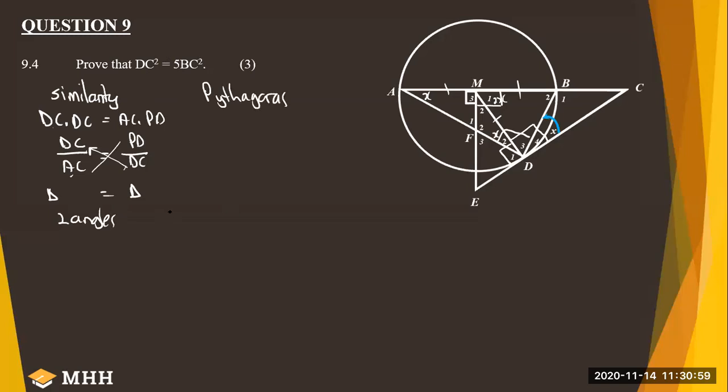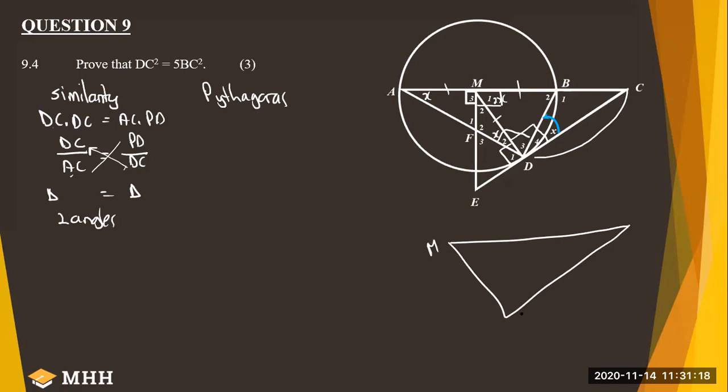Why? Because I have a 90 degree. So let's see where's DC squared. Okay, so DC squared is there. So I can actually work in this triangle.